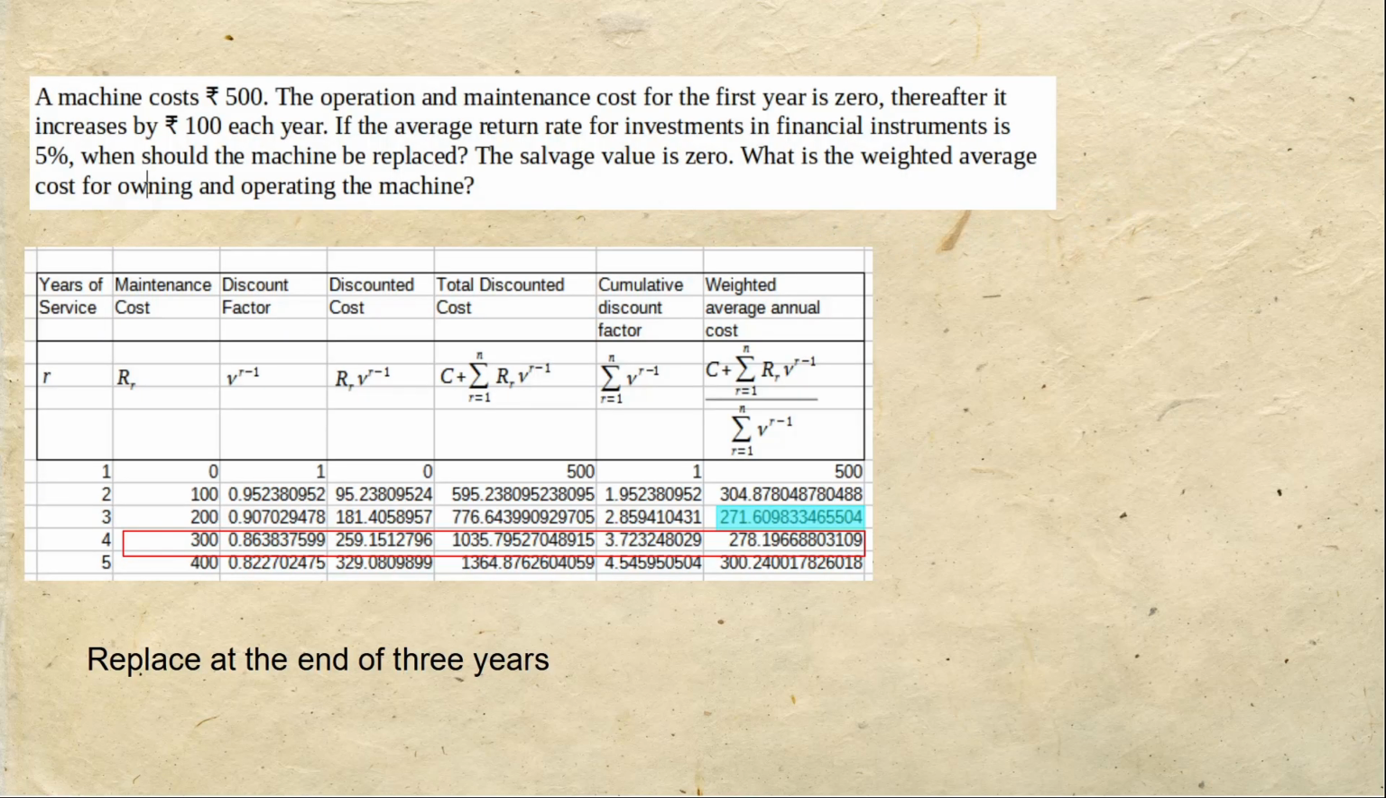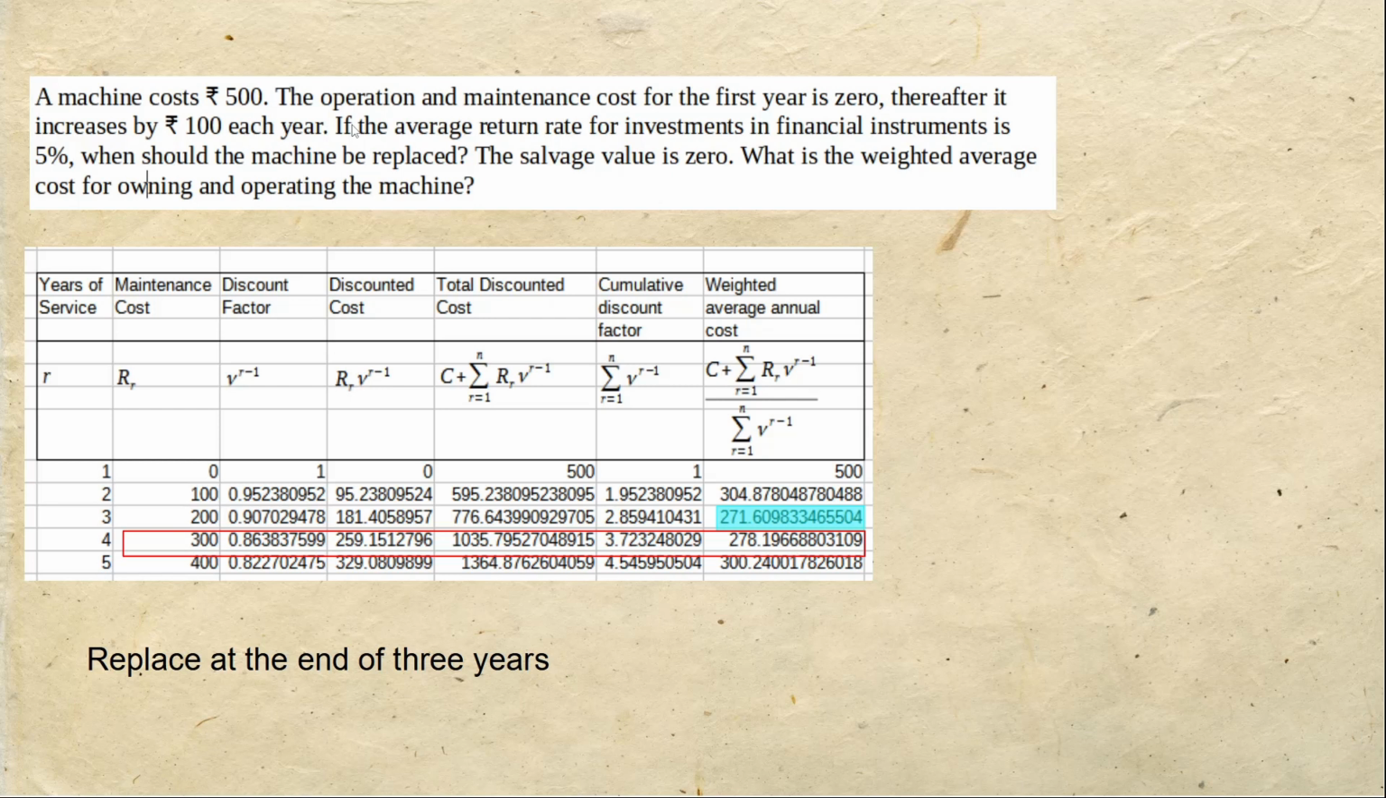Let's take an example and understand it. A machine costs 500 rupees. The operation and maintenance cost for the first year is 0. Thereafter, it increases by rupees 100 each year. If the average return rate for investment in financial instruments is 5%, when should the machine be replaced? The salvage value is 0. What is the weighted average cost for owning and operating the machine?